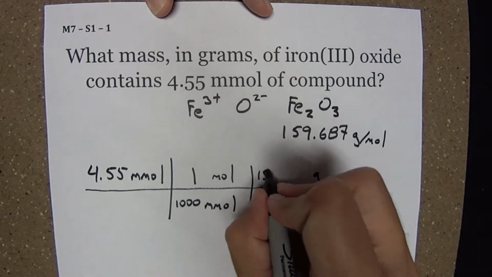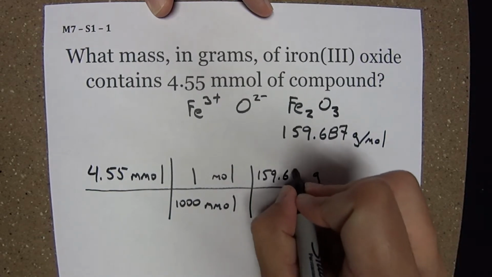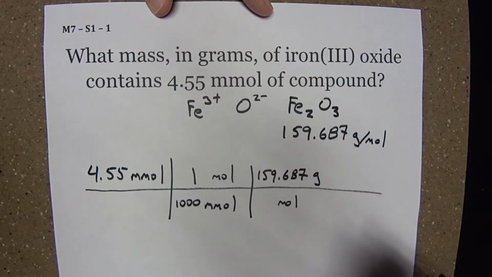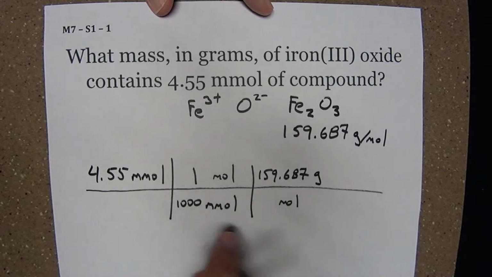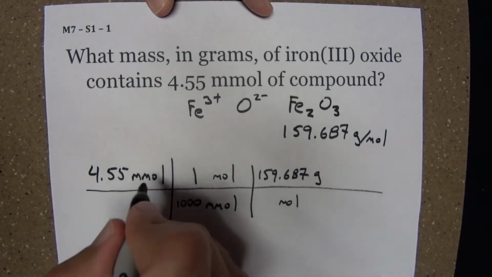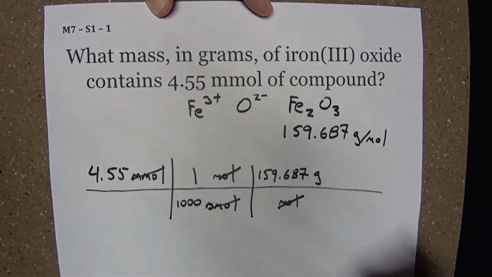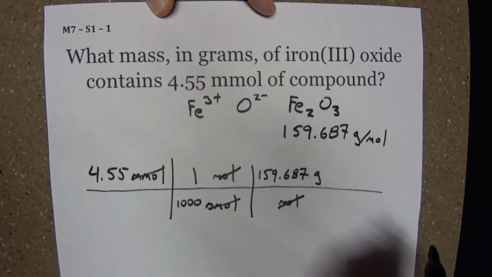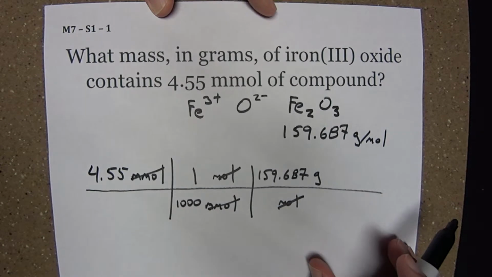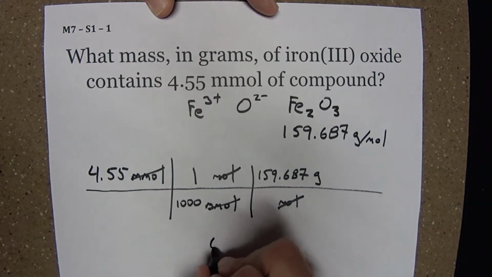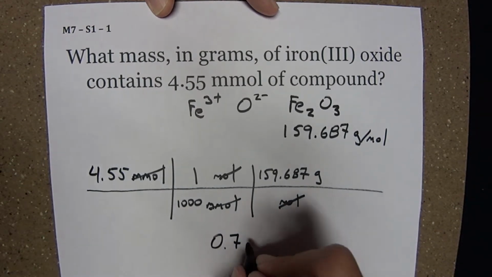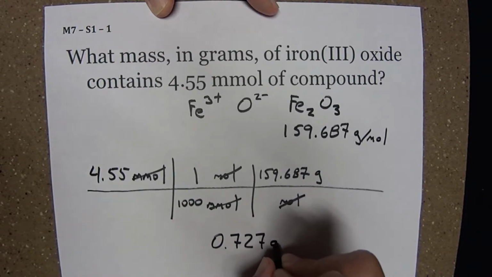That molar mass was 159.687 grams per mole. I do this prescribed arithmetic. We'll see that the units millimole canceled millimole, mole canceled mole. I started with 3 significant figures. I'll keep 3 in my final result, and that final result is 0.727 grams.